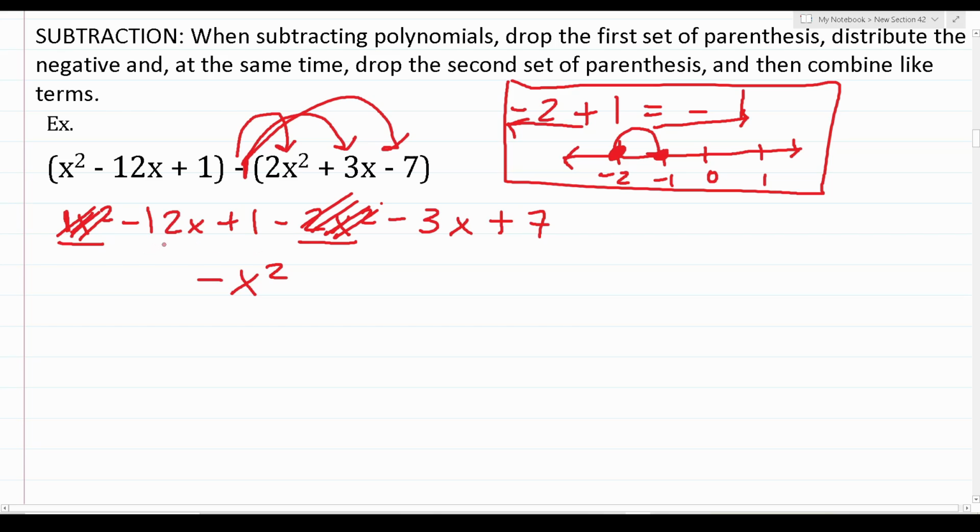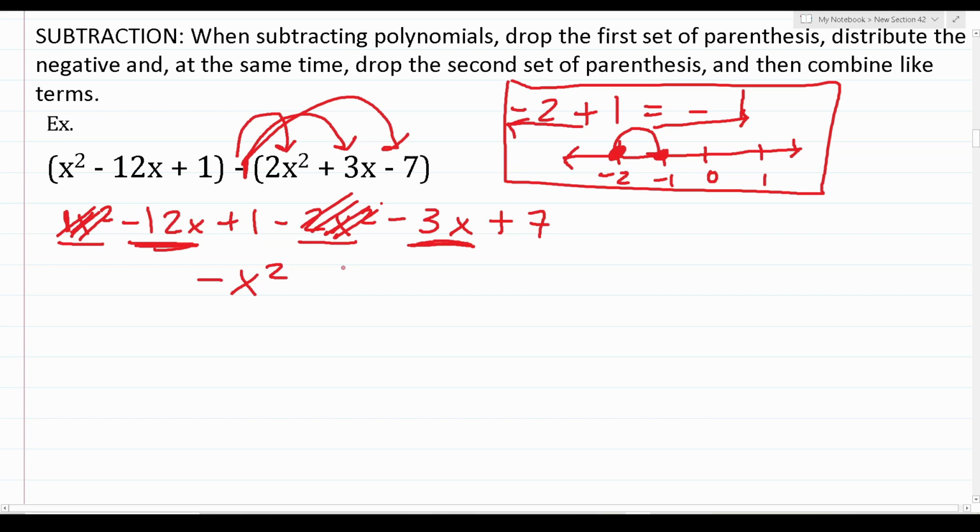Now we have negative 12x as our next term. Again, this is letter variable x raised to the first power. So we're looking for another term with the letter variable x raised to the first power, which is right here. So negative 12x and negative 3x are like terms. Let's go ahead and combine them.